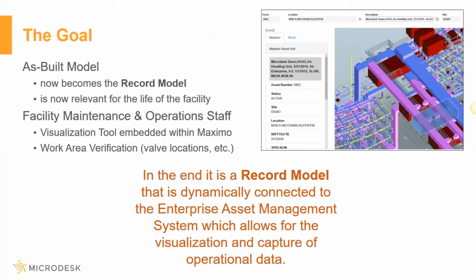So again, the goal, we're talking about as-built modeling here. We're talking about composite models. These different facility models have all different kinds of names or connotations associated with them. But really, the key thing is now we have a record model. Okay, we have something that's relevant for the life of the facility. It's not just a snapshot in time. It's something that is available for the entire life of the facility and is up to date across the entire life of the facility.